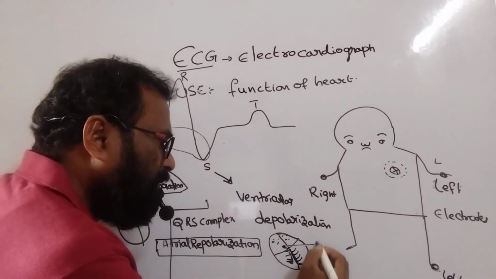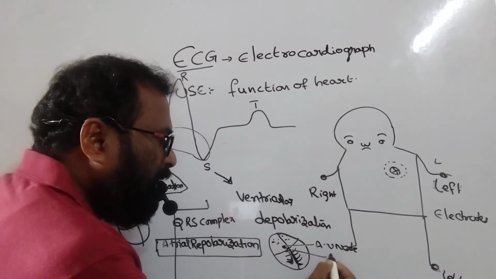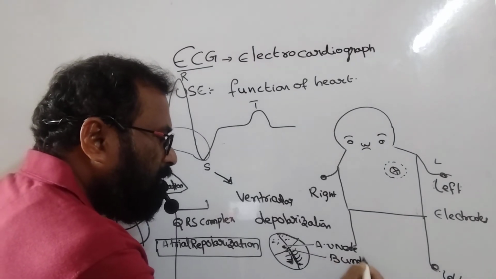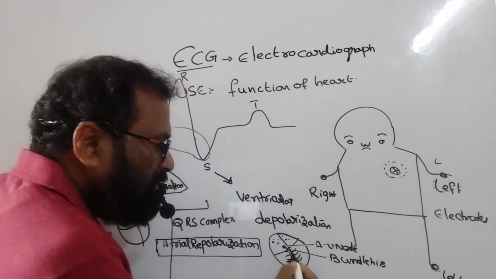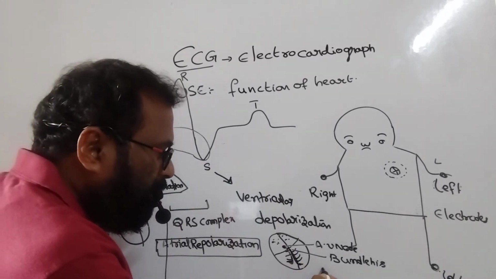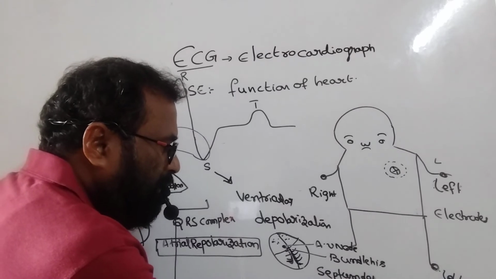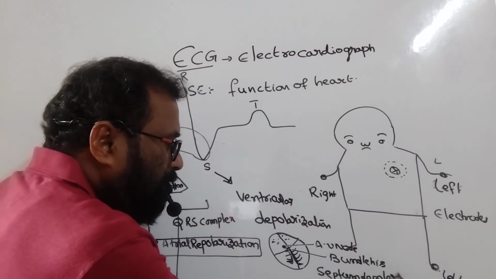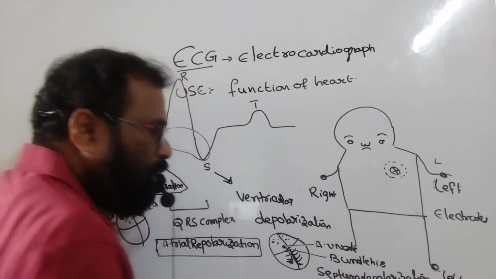This is the AV node. From the AV node they go to the bundle of His. At that time, this is the septum. The septum gets depolarized. The depolarization of the septum indicates the Q wave.